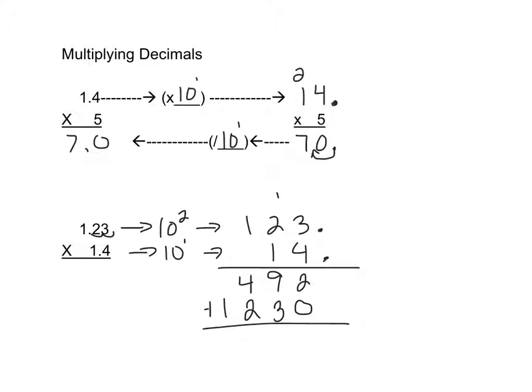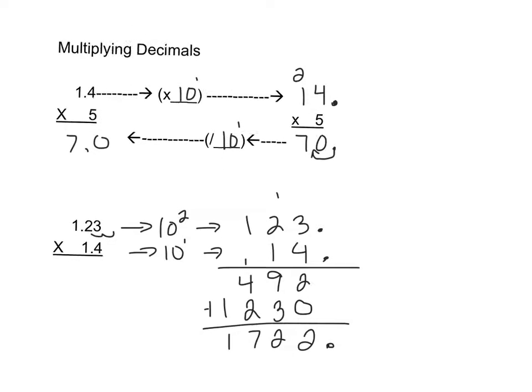I go ahead and add, so I have 2, 9 plus 3 is 12, 4 plus 2 is 6, plus 1 is 7, and then here. So now I have 1,722 as my answer when I'm multiplying my whole numbers.